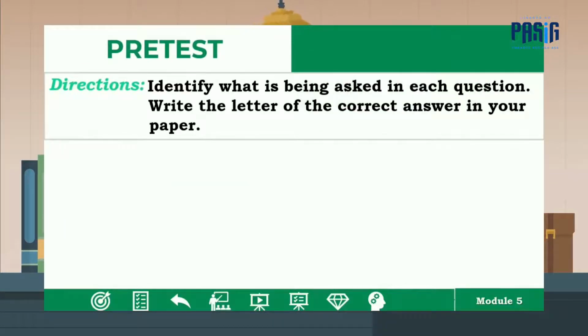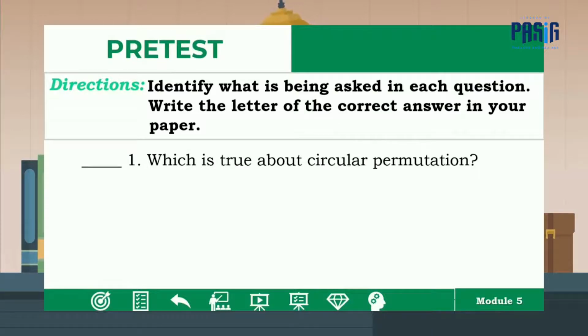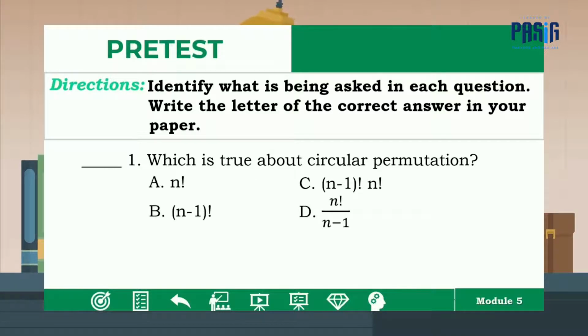Directions. Identify what is being asked in each question. Write the letter of the correct answer in your paper. Number 1. Which is true about circular permutation? A, B, C, or D? The correct answer is letter B.